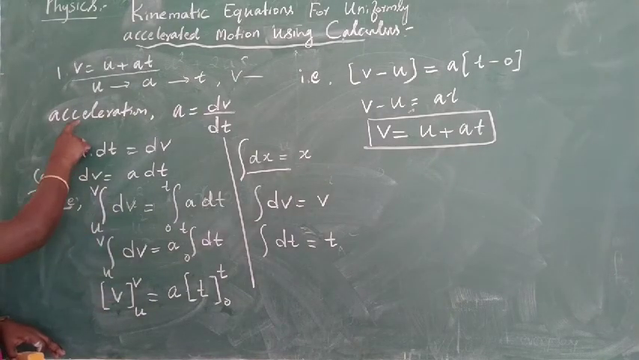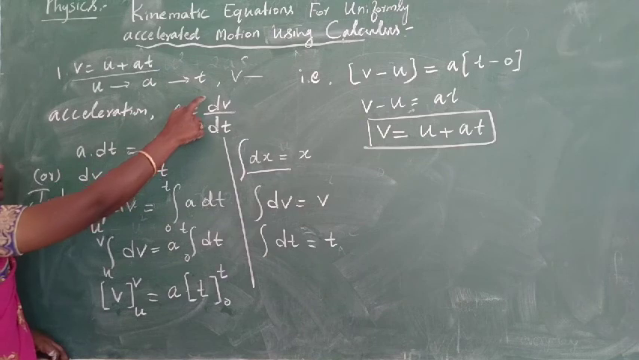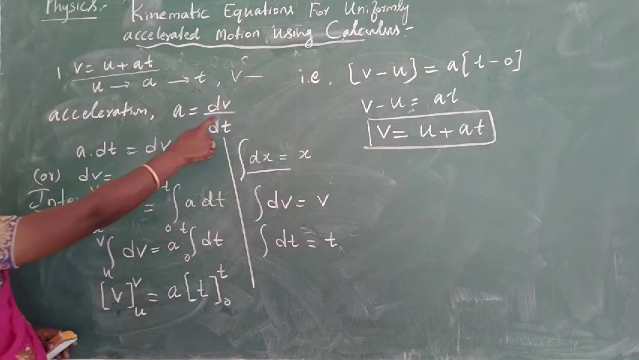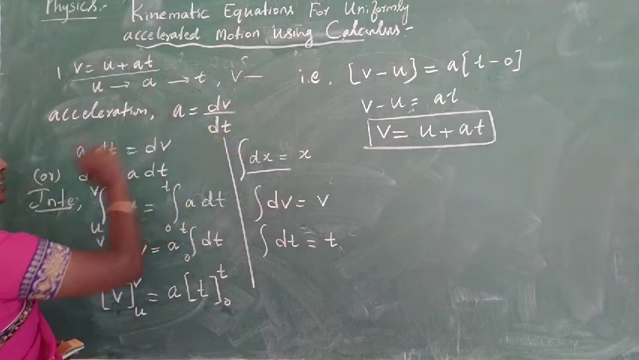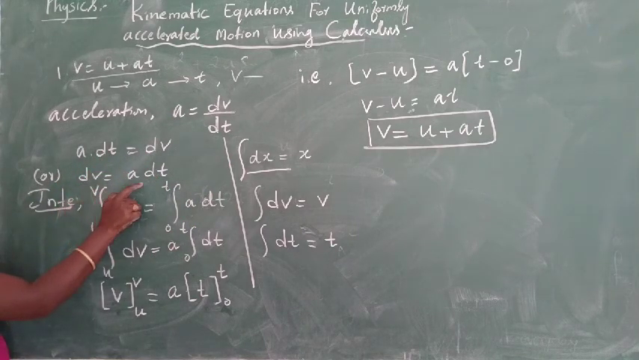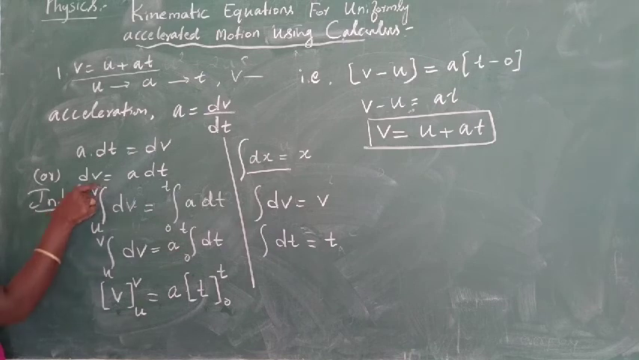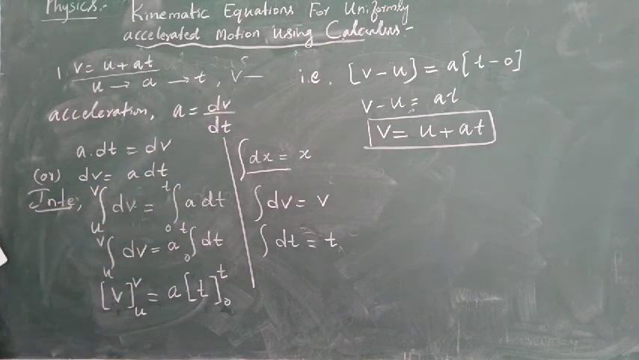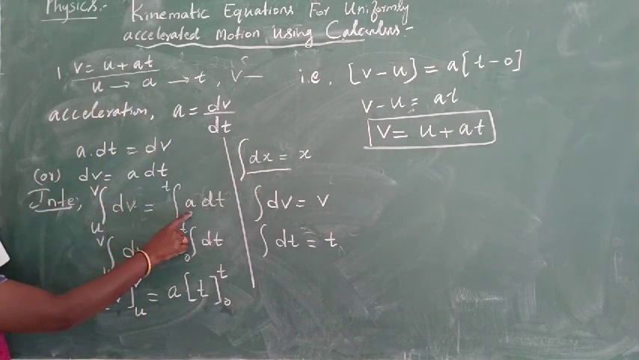That is, by using the definition of acceleration, a is equal to dv by dt. We know that acceleration is the rate of change of velocity, and that rate of change of velocity is written as dv by dt. Now cross multiply: a dt is equal to dv, or dv is a into dt. Then we integrate this equation. That means the integral of dv, the change in velocity from initial to final velocity, and time is 0 to t. Therefore we have the integral from 0 to t of a into dt.